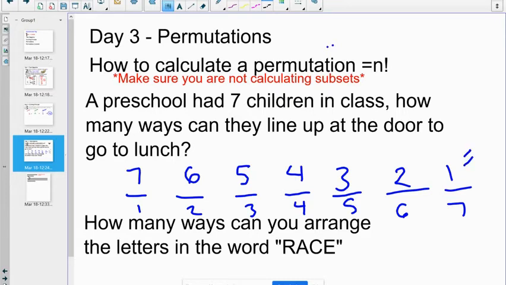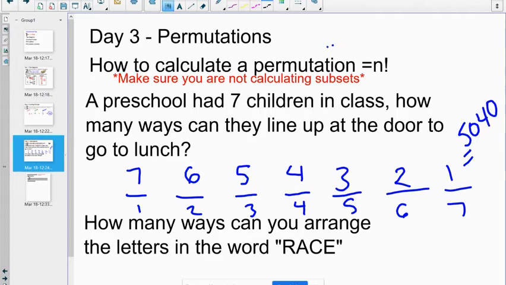Let me type 7 factorial into my calculator really quick. Well, that's a large number. It's 5,040. Again, you can type that into your calculator or on Desmos.